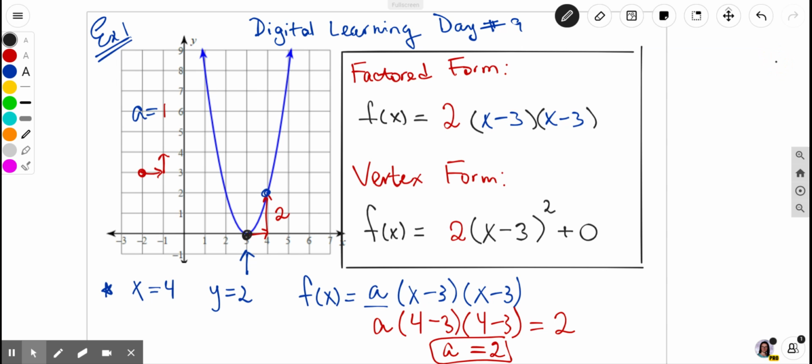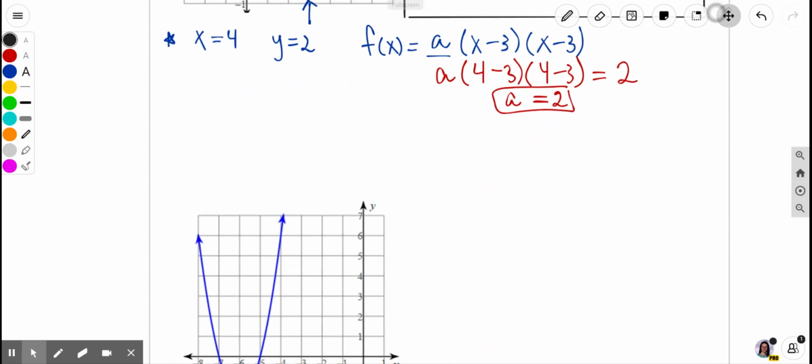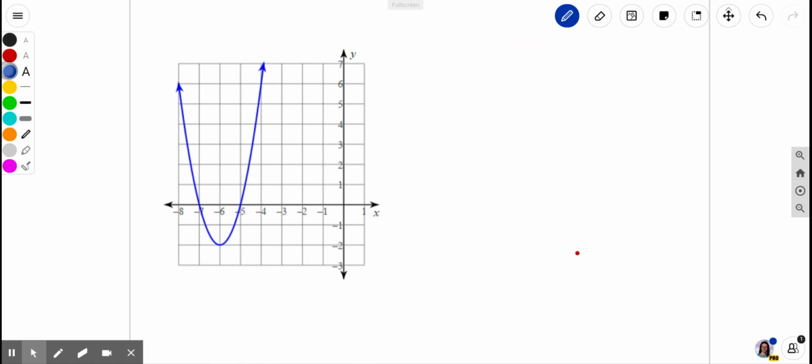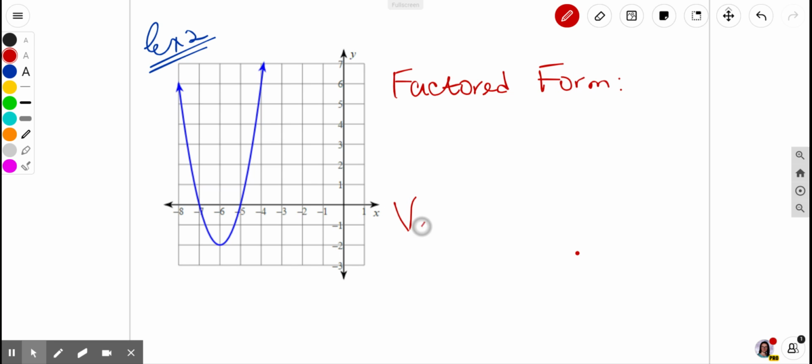All right, so let's take a look at another example. So let's take a look at this one. This is going to be our example 2. And just like for the previous one, we're going to do both forms. So we're going to look at factored form for this particular picture, and we're also going to look at vertex form. Again, you will not have to do both for your homework. You just kind of have to pick one or the other.